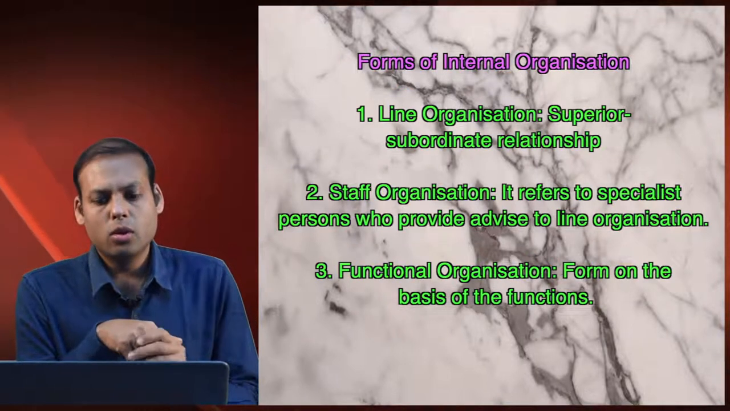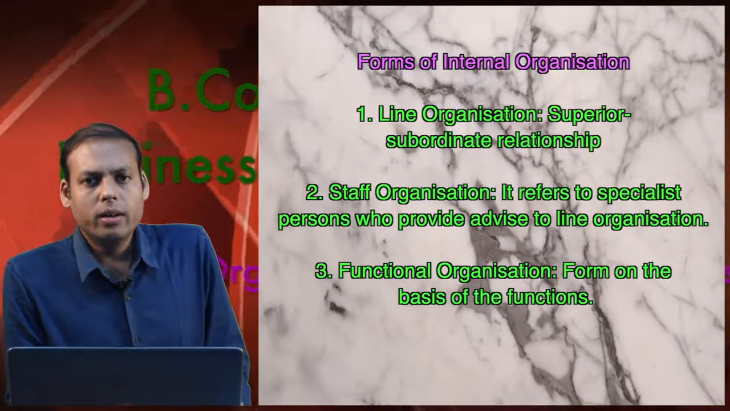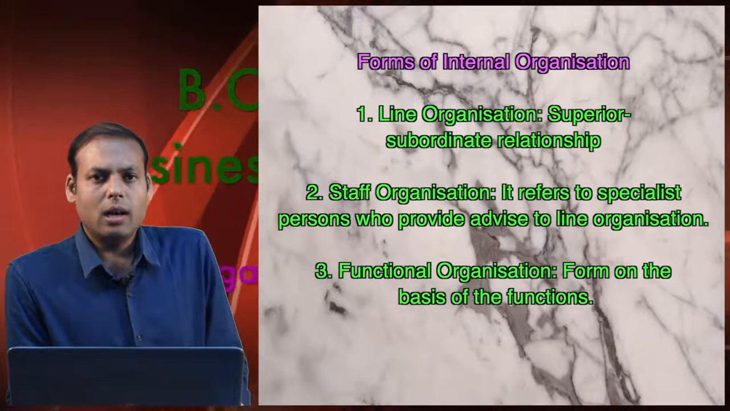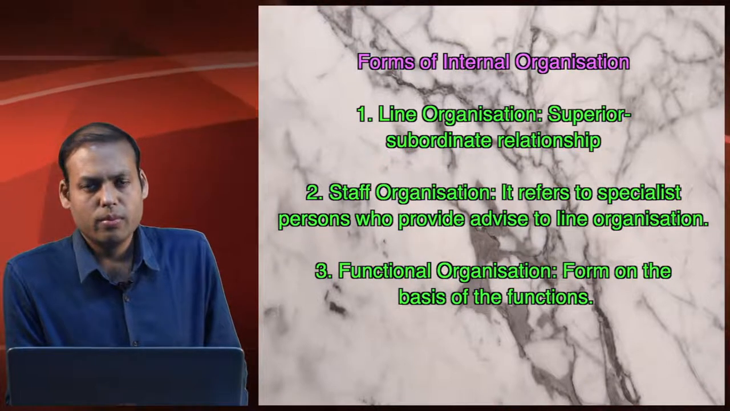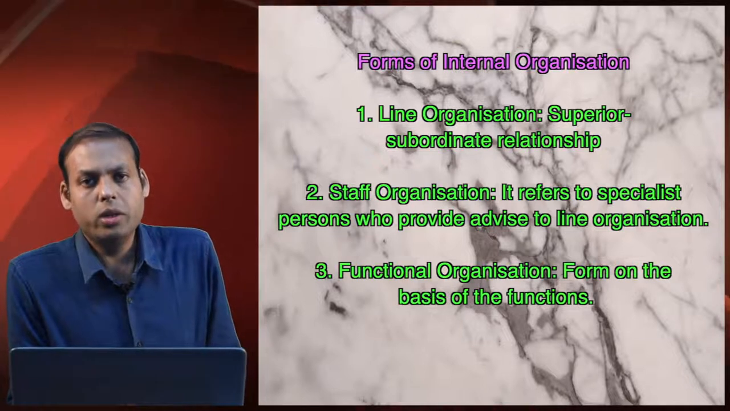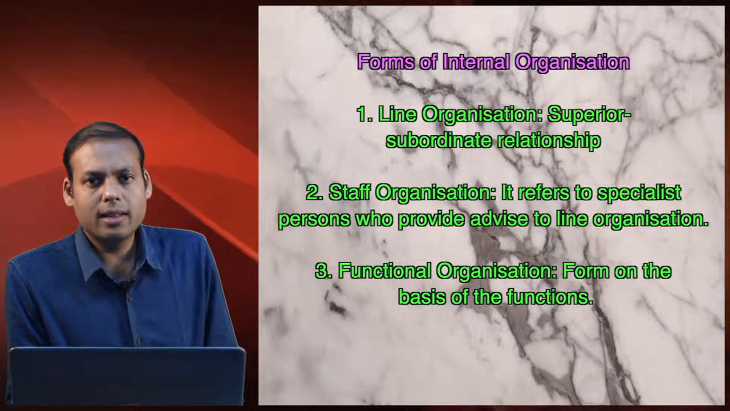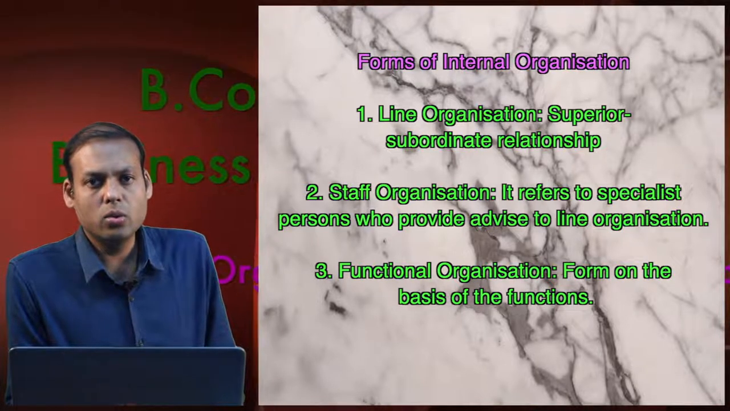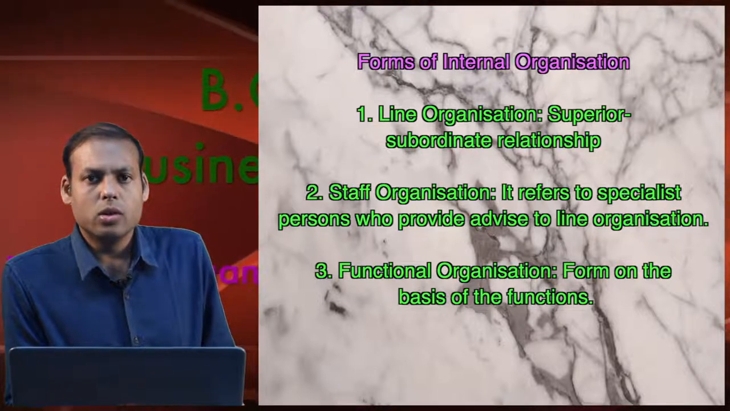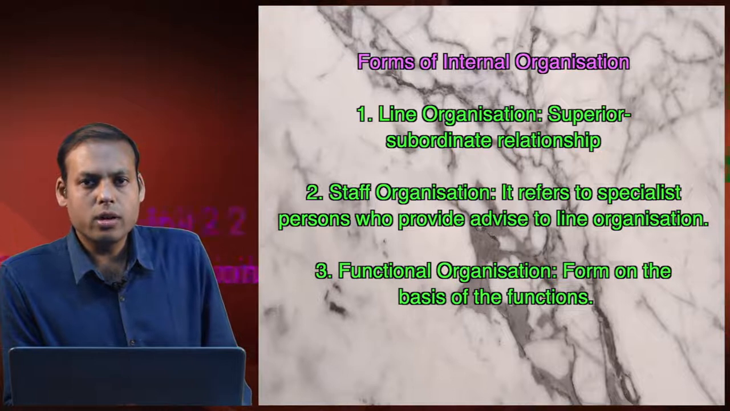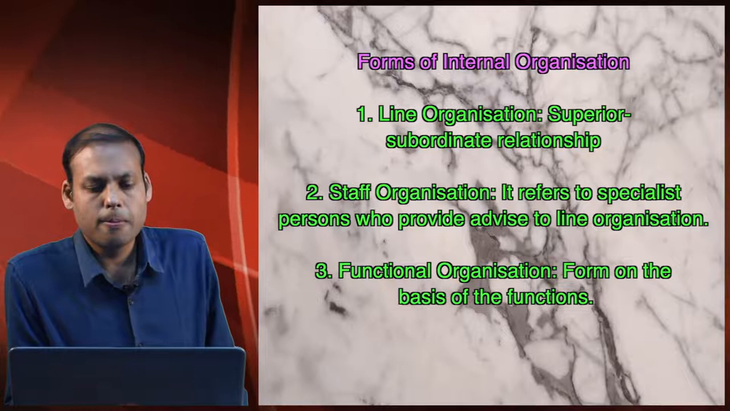Now, let us come to the different forms of internal organization. Number one, line organization. Line organization clearly defines the superior subordinate relationship. As we have already discussed and shown in the diagram, there is the superior, the subordinates at level 1 and subordinates at level 2. This type of structure is known as line organization, where the superior directs and gives orders to his subordinates directly for implementation of the decisions.